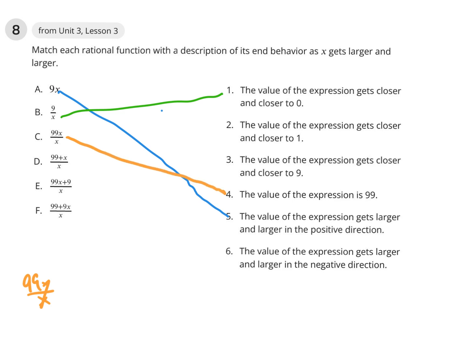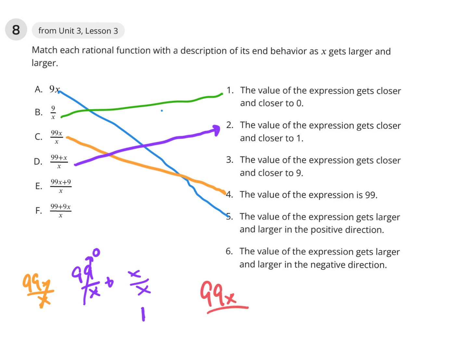Okay, looking at D, because this fraction is simple, we can actually separate this fraction. We know that a constant over x goes to 0, so we're just left with x over x, which comes to 1. So the asymptote approaches 1. Okay, let's look at E now. We can also separate this fraction since it's a simple fraction. Plus 9 over x, this part goes to 0. The x's cancel out. E also goes to 99.